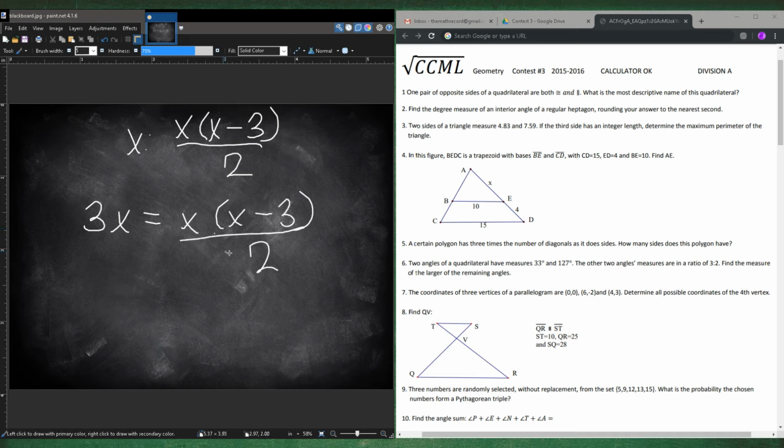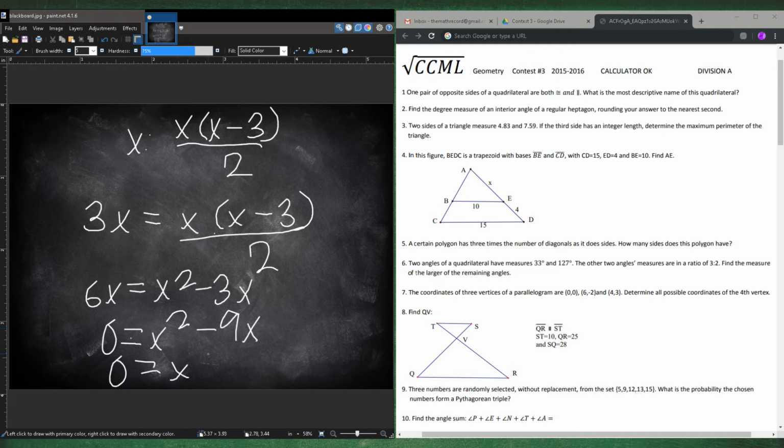So basically, multiply by 2 on the other side, so you get 6x is equal to x squared minus 3x. 0 is equal to x squared minus 9x. So 0 is equal to x times x minus 9. x cannot be equal to 0, so x has to be equal to 9. The answer is just 9.